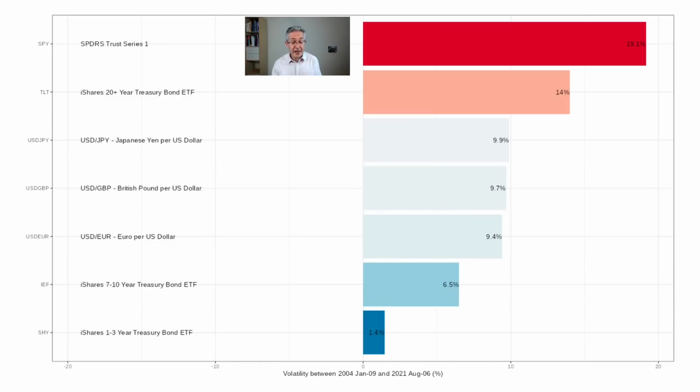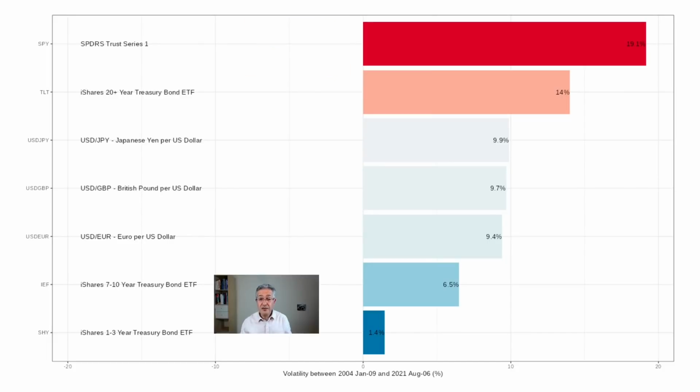To show why that's the case, I've shown here the volatility of various assets alongside currency. And this is for the period between 2004 and 2021. So the most risky asset is usually equity. And you can see the S&P 500, this is actually a tracker for the S&P, has a volatility of about 20%. The typical annual move is around 20%, either up or down.